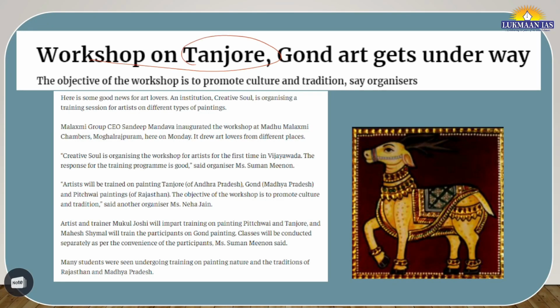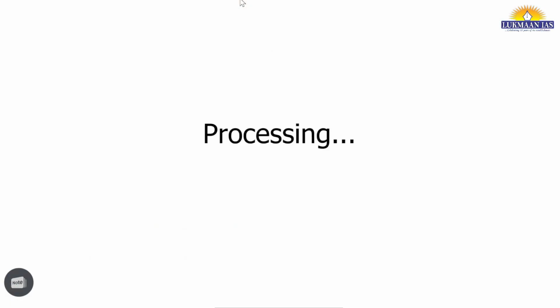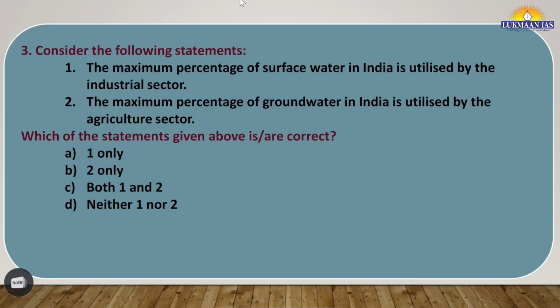वर्कशॉप हुआ था तंजौर पेंटिंग में, गोंड आर्ट में, so that's why the question is framed here. Now the third question, we have to identify the correct statement about the amount of surface and groundwater that is utilized in different sectors of our economy.